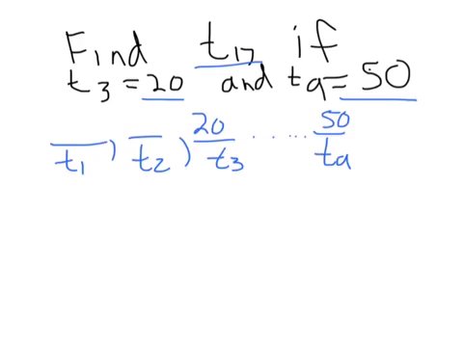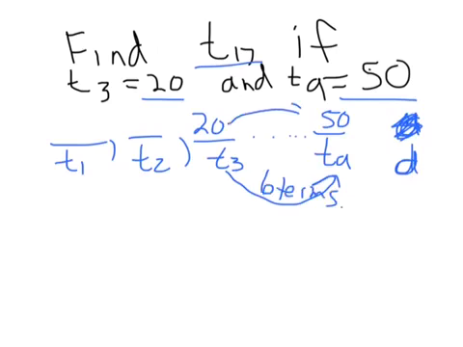So I need to figure out what A and D are. Maybe. I might not even need to figure out A and D. I maybe just need to figure out D. Let's think about this for a second. There might be some clever ways to do it. When I go from T3 to T9, I added 6 terms, and my term values went up by 30, from 20 to 50. So in other words, I added 30 in 6 terms.